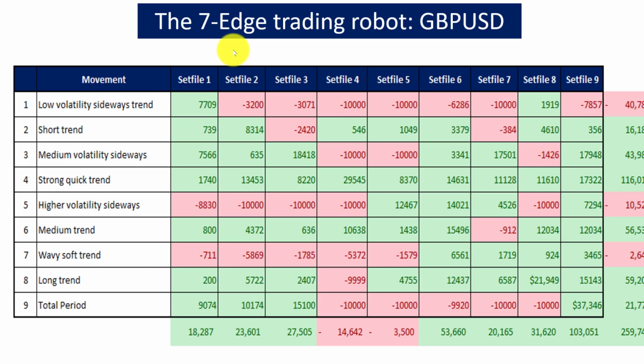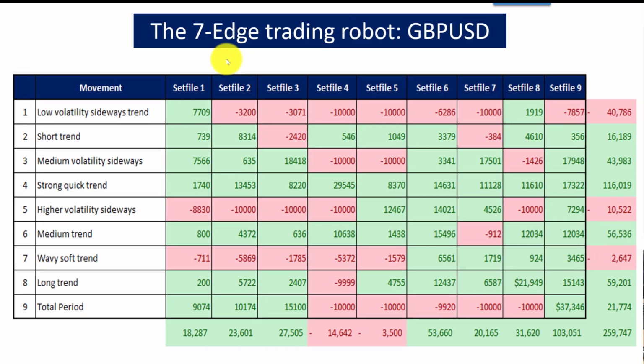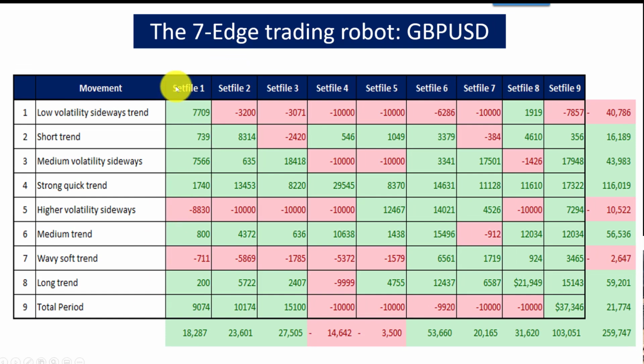Then we went into the next activity, which is we compared the settings with each other for that whole period. In other words, here's set file 1, which was the low volatility sideways trend. If we traded set file 1 through all of those phases, what results would we get? And there they are. You can see in the high volatility it just crashed, and so on. And we said, oh well, overall in the whole year we'd most probably make $18,000 profit.